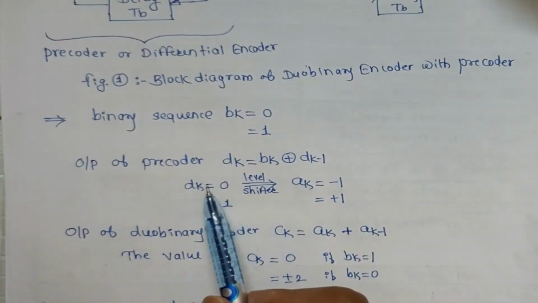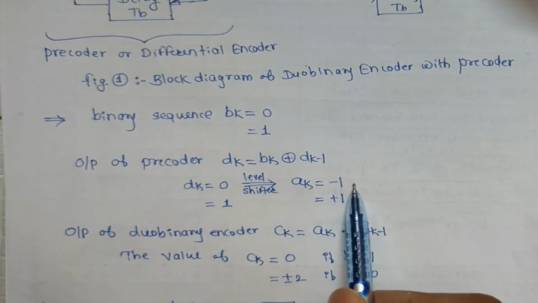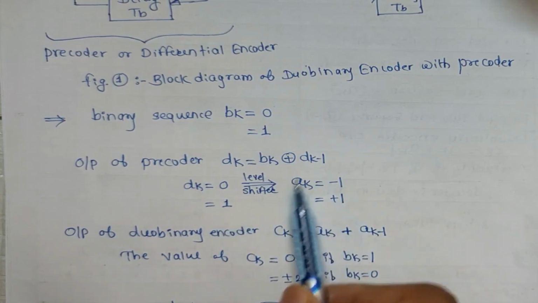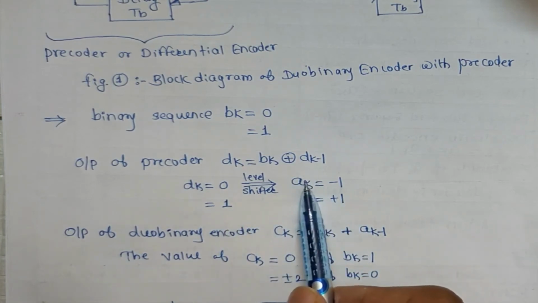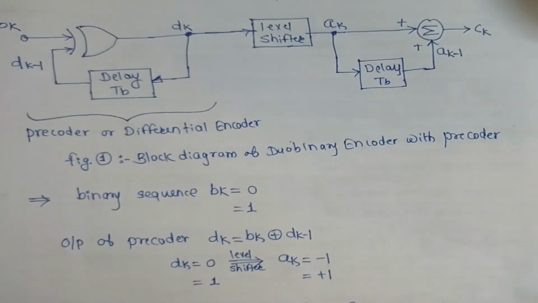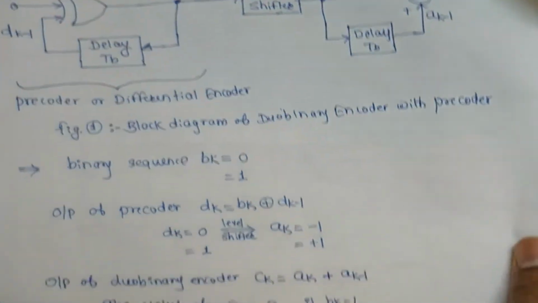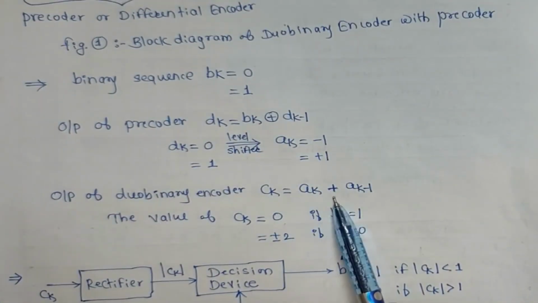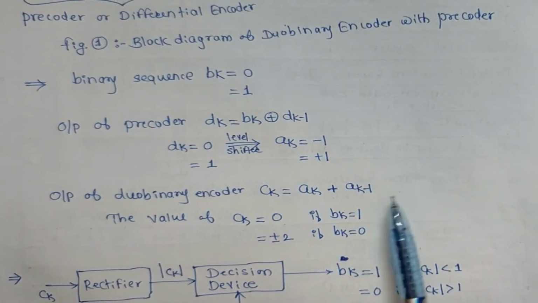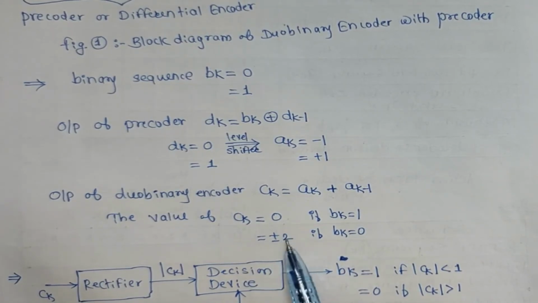So when dk is 0, after passing it through the level shifter, ak is -1. So if it is 0, we will get -1. If it is 1, we will get +1. This is the value of ak. Now this ak we will give to the adder, and the output of the adder is nothing but the output of the Duobinary encoder. So that is the value of ck. And what is ck? It is ak plus ak-1. I have written here, ck is ak plus ak-1. Now the value of ck is either 0 or +2 or -2. So we will get either 0 value or +2 or -2.